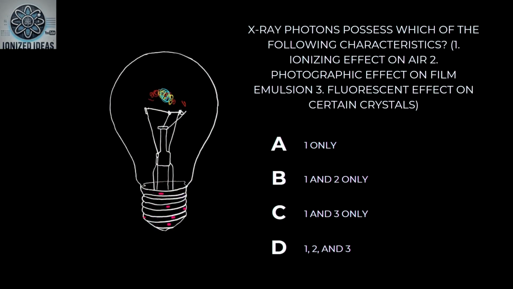X-ray photons possess which of the following characteristics? 1. Ionizing effect on air. 2. Photographic effect on film emulsion. 3. Fluorescent effect on certain crystals. A. 1 only. B. 1 and 2 only. C. 1 and 3 only. D. 1, 2, and 3.